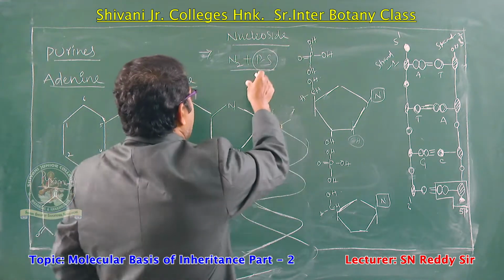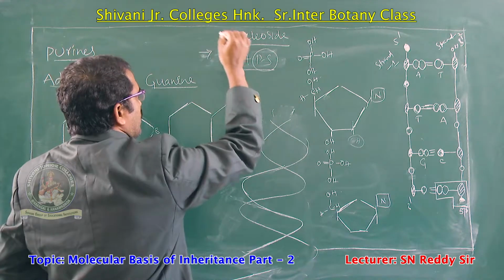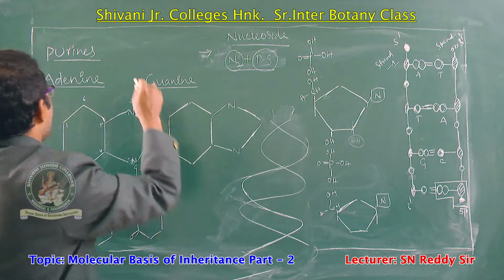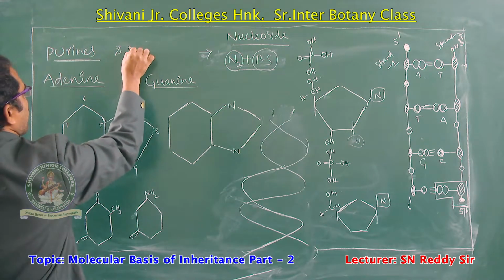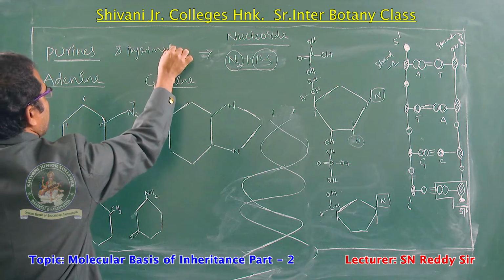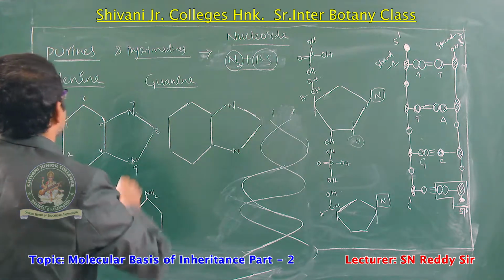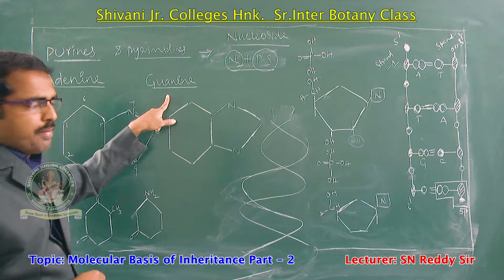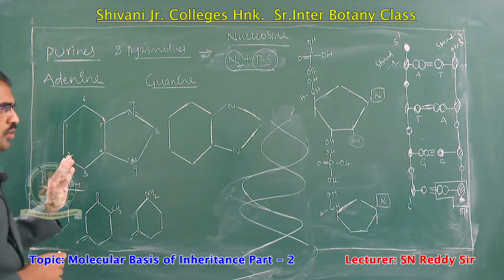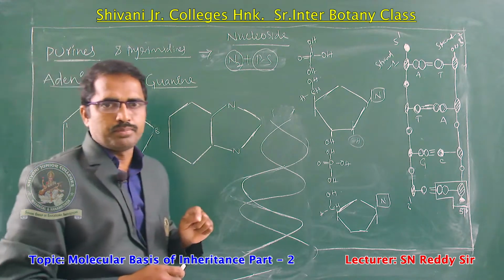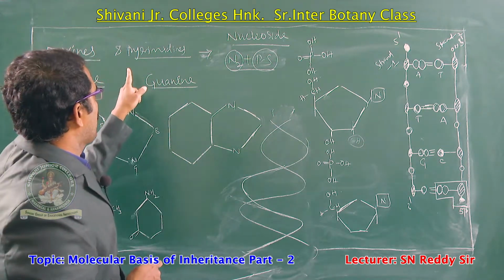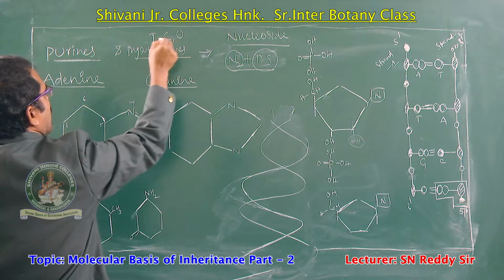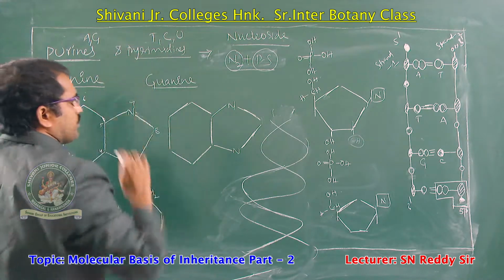Now, the other thing is the nitrogen bases. Let's start our discussion with the nitrogen bases. These nitrogen bases are purines and pyrimidines. Already we know about these. Adenine and guanine are the purines. Thymine, cytosine, and uracil are the pyrimidines.